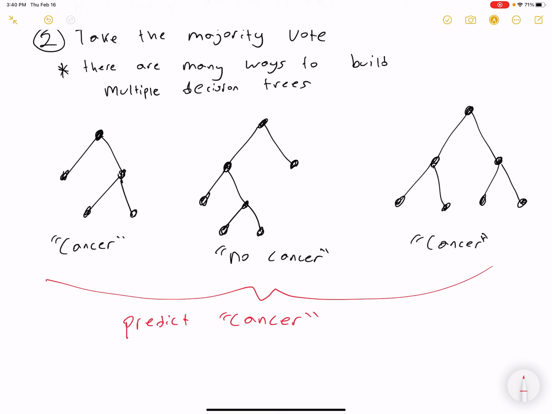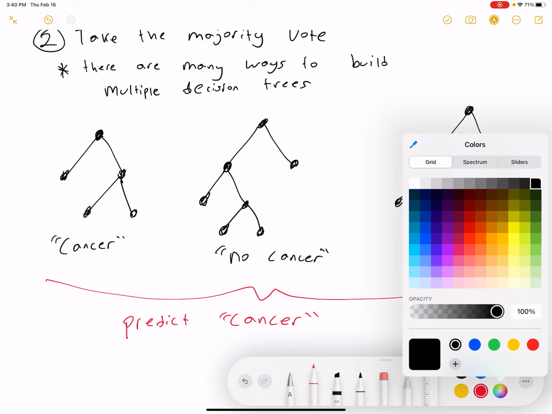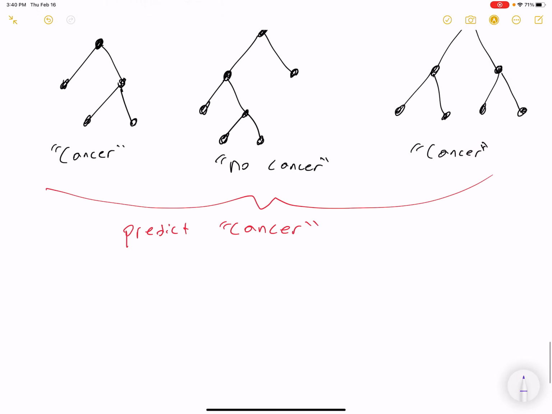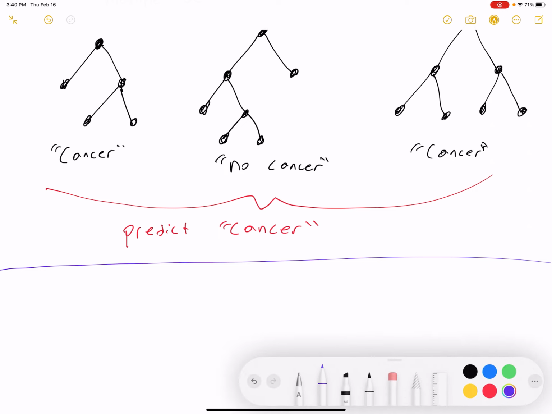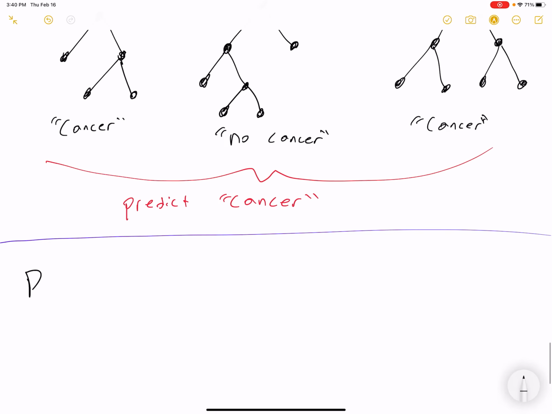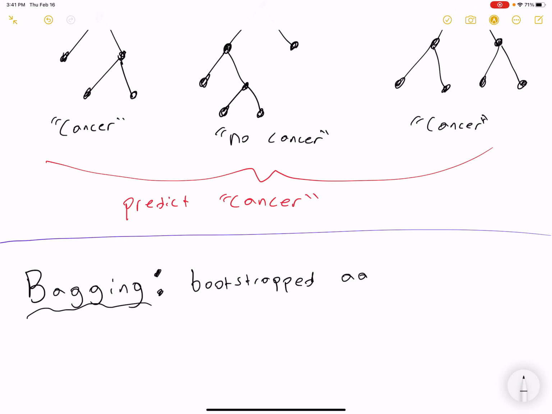And there are many algorithms that fit this framework, and we're going to cover two broad categories. The first is called bagging, which stands for bootstrapped aggregating. B-A-G-G-I-N-G. That's how the name was formed. Again, if you create these, you can name them whatever you want.